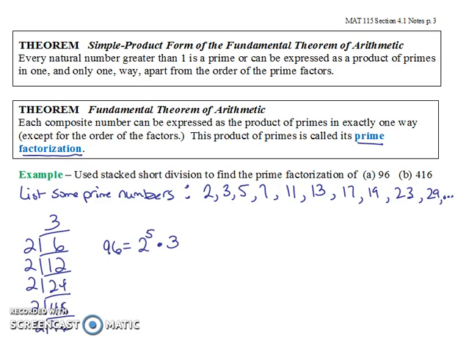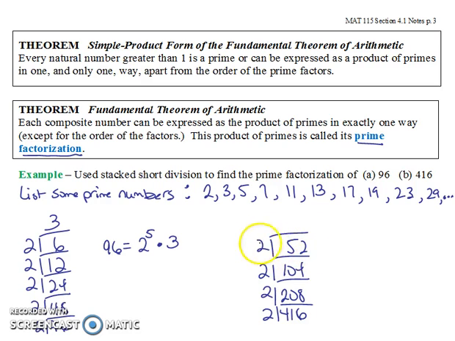Now let's do the same thing for 416. Again, you can pick any prime that will divide into 416. The most obvious one is 2. So 2 will go into 416 208 times, and then we'll divide by 2 again, and we'll get 104. And we'll divide by 2 again, and we'll get 52. And we can divide by 2 again, and we get 26. And we divide by 2 again, and we'll get 13.